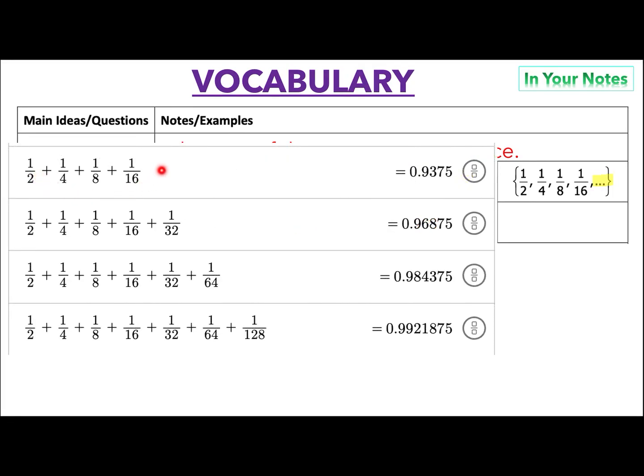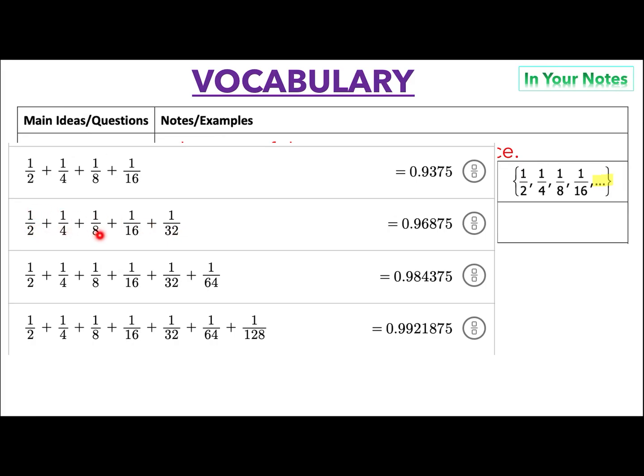So what I did is I added the first 4 fractions and I saw what I got. So I got 0.9375. That is what my series or my sum was. So what I wanted to do is, because of the 3 dots, that means that this pattern is going to go on forever and I'm going to add an infinite amount of terms. I did 1 more term.